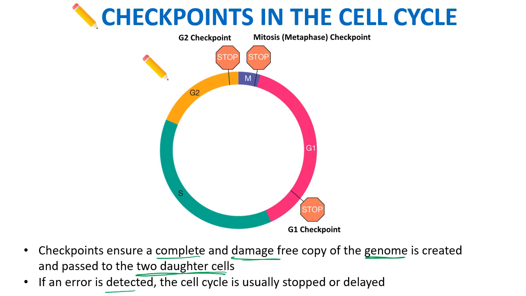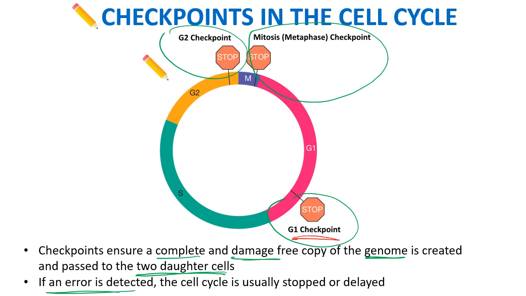If any errors get detected, then the cell cycle can stop at one of our three checkpoints and hopefully be repaired. So our three main checkpoints are the G1 checkpoint, which happens near the end of G1, the G2 checkpoint near the end of G2, and the mitosis checkpoint, which happens at metaphase. So let's learn the details for all of those.